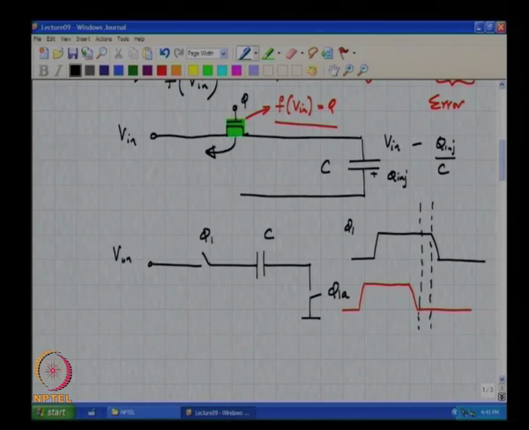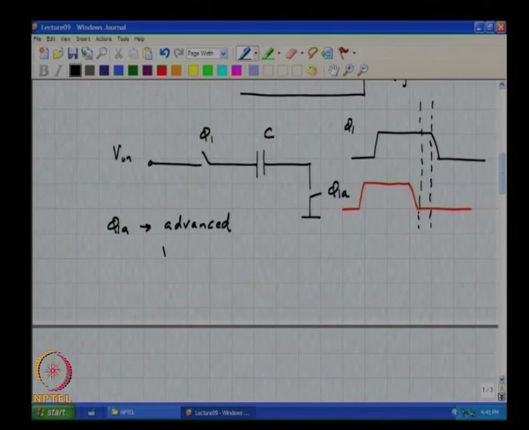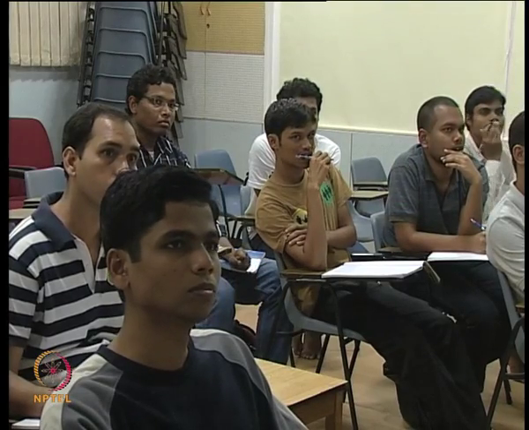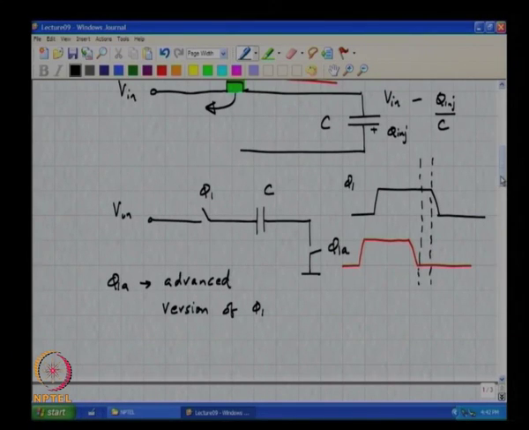Right, and the reason for calling this phi 1a is that this is an advanced version of phi 1. So, phi 1a is an advanced phi 1. Ground the bottom plate of the capacitor once you open phi 1. Once you open phi 1, the capacitor is floating. Both ends are floating, which is a perfectly legal thing to do, right?